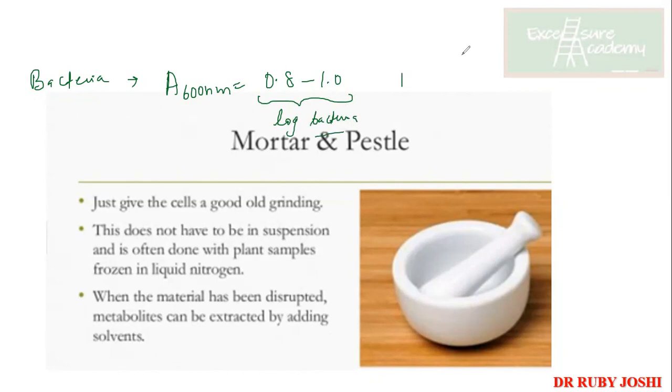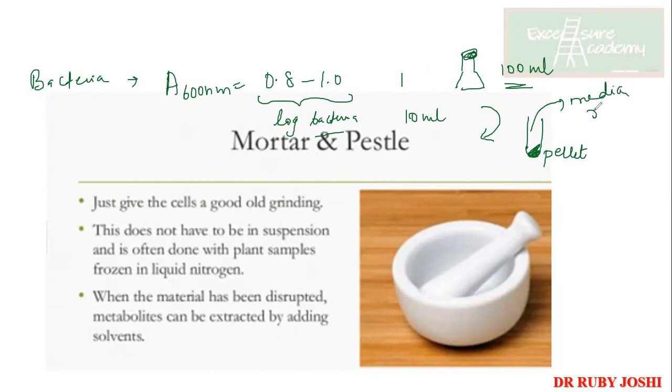Now, of course, in my conical flasks, whenever we grow, we will culture at least 100 ml. So what I have done is, from that 100 ml, I have taken only 10 ml of bacteria suspension. This I'm going to centrifuge. So what will happen after the centrifuge? The bacteria pellet I'm going to get over here, correct? And the media is going to be removed. Is this much clear?